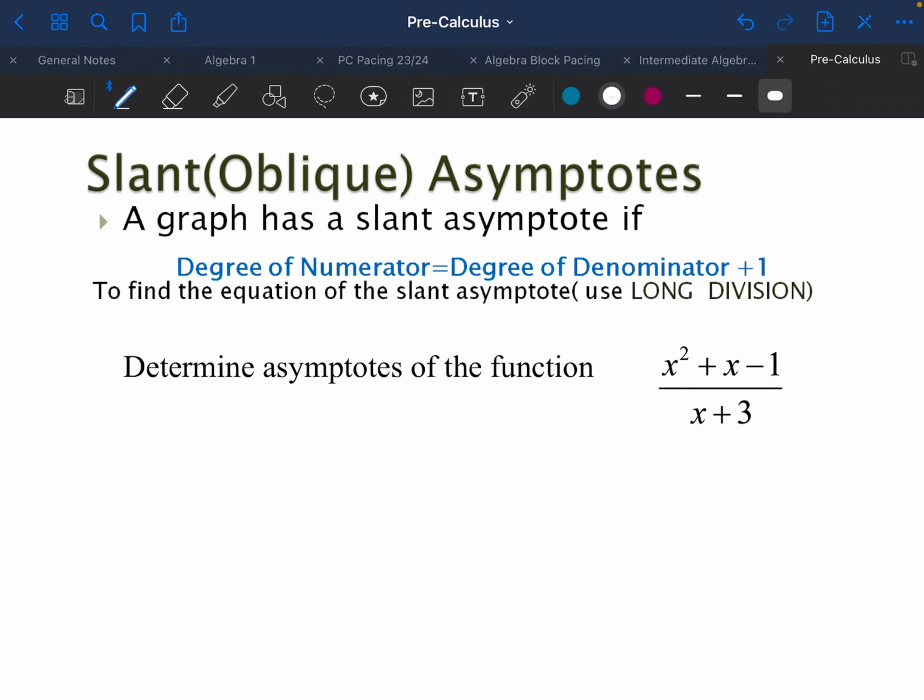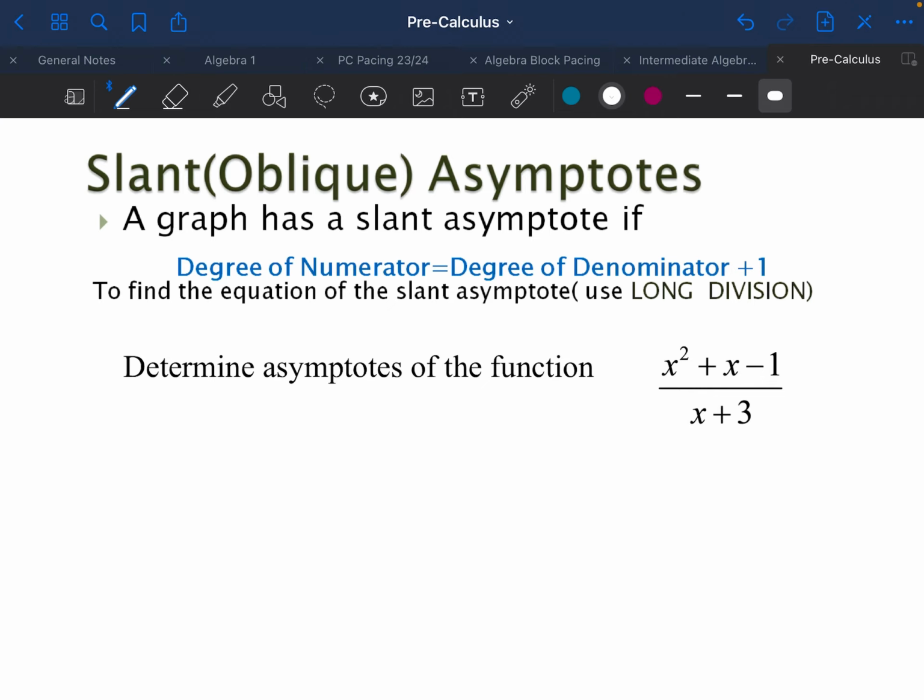A graph has a slant asymptote if the degree of the numerator equals the degree of the denominator plus 1. So it's only when it's plus 1. If it's plus 2, no dice. So to find the equation of the slant asymptote, we need to use long division.